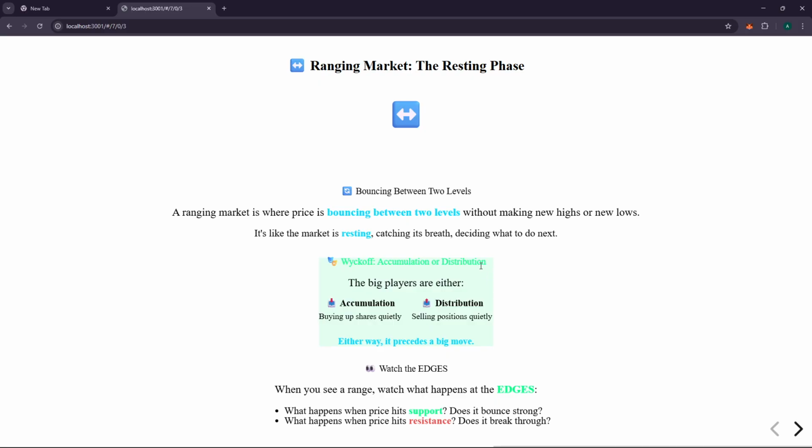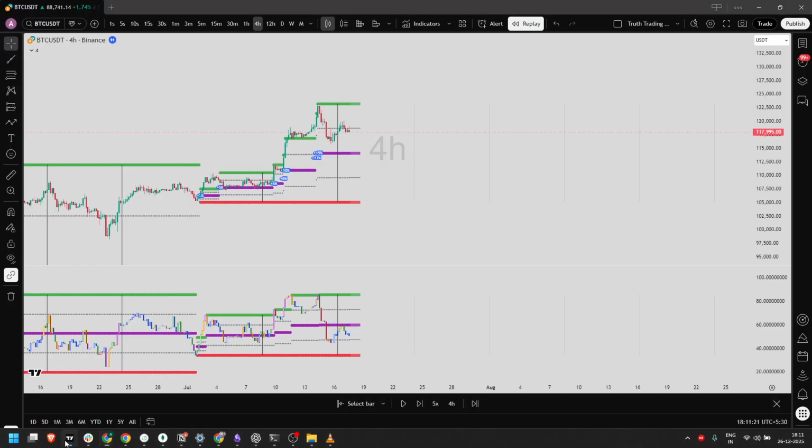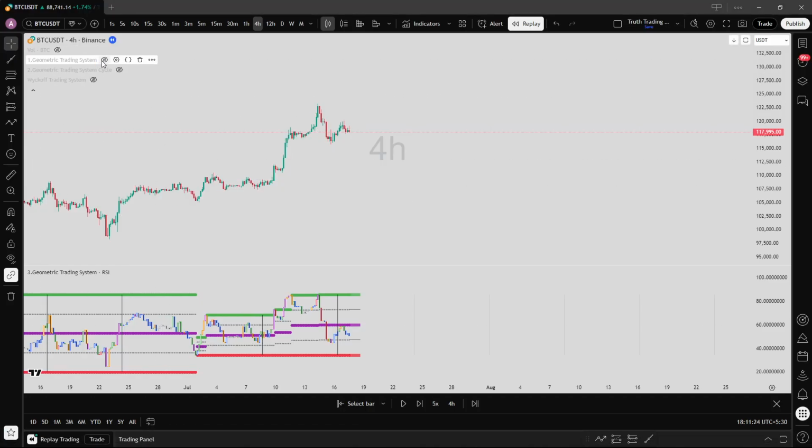Now, when you see a range, you just want to watch the edges. What happens when price hits support? Does it bounce strong or does it break through? Same with resistance.